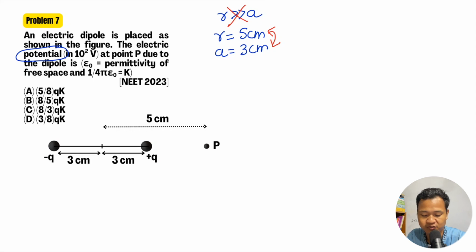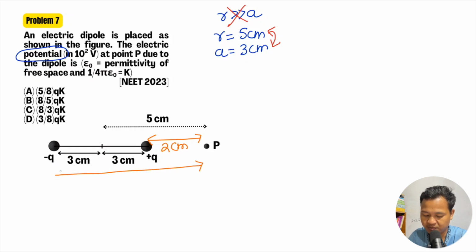So here you have to solve it by yourself, individually. So the distance from plus q is 5 minus 3, that is 2 centimeter. And from minus q it is 5 plus 3, that is 8 centimeter.